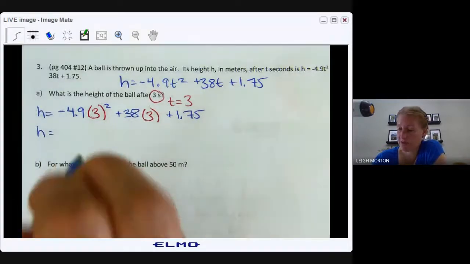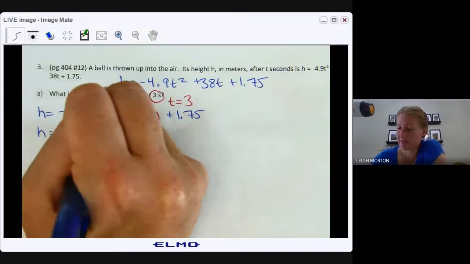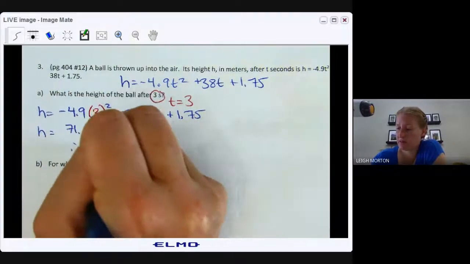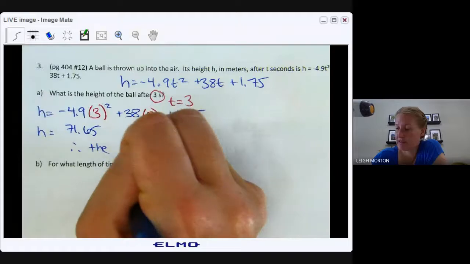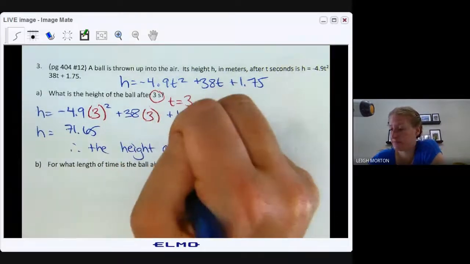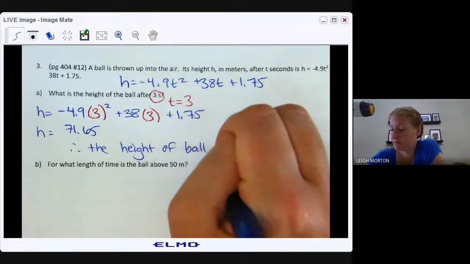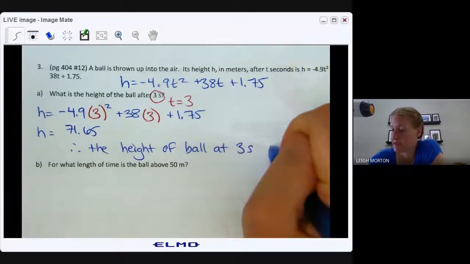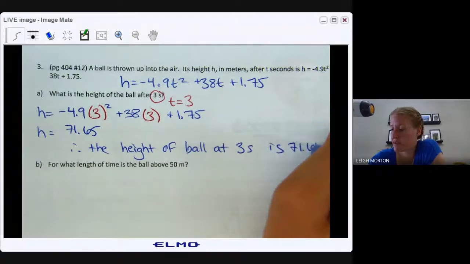Good job, Kendra. 71.65. So therefore, the height of the ball after 3 seconds is 71.65 meters.